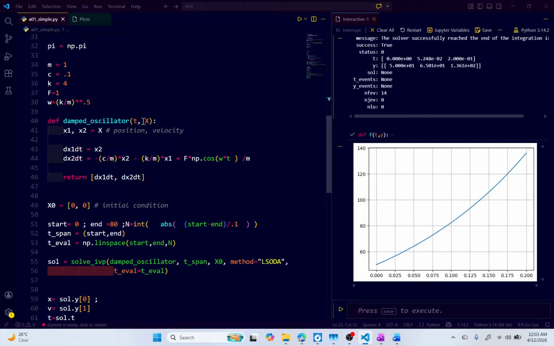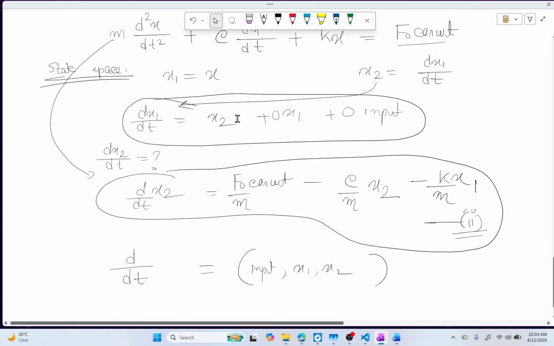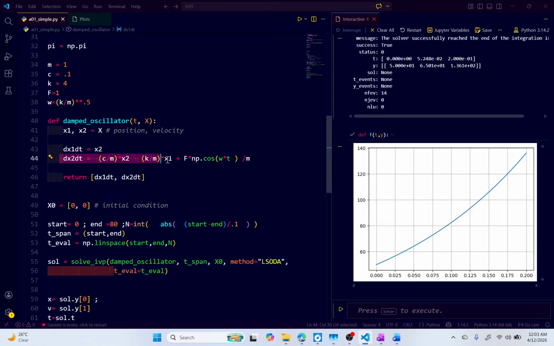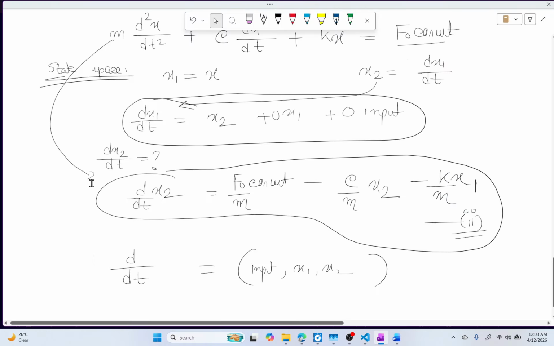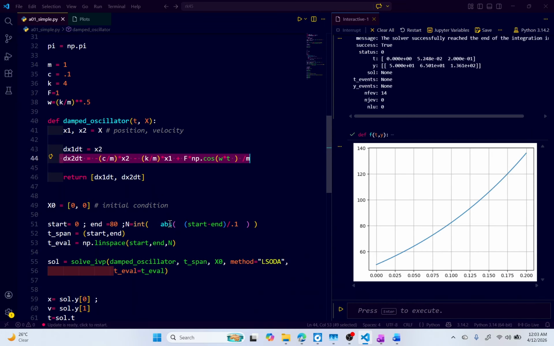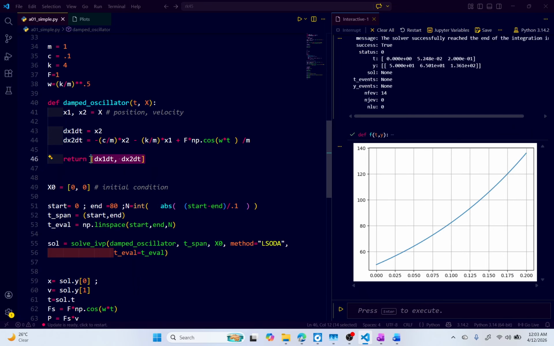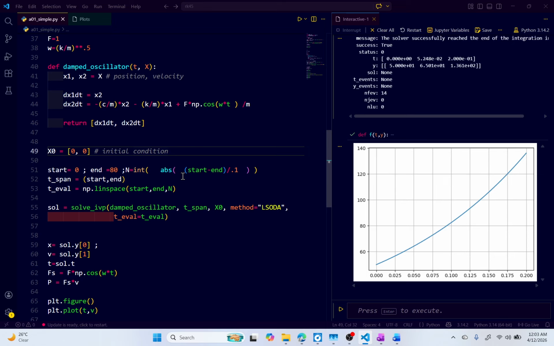So what is x? Now x has two things, one is x1 and another is x2. Then I have found the dx1 by dt, this is simply this equation, and then I have written this, which is basically this equation, and then I have written these two derivative terms, and the rest of the thing is the same. You can see the initial conditions.